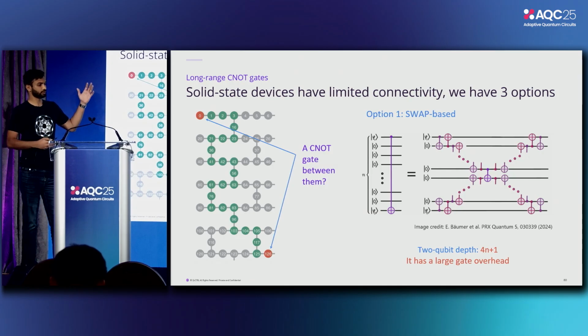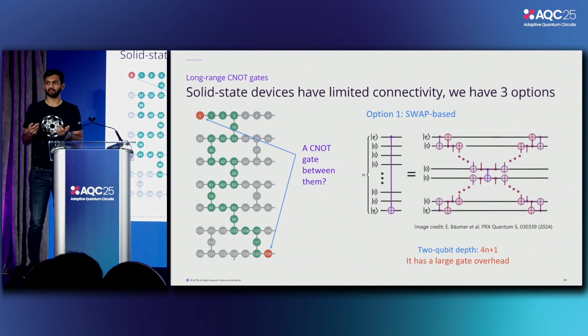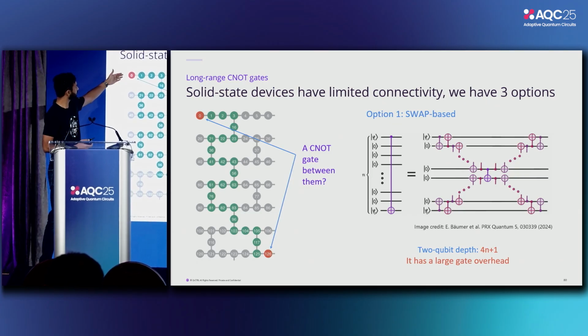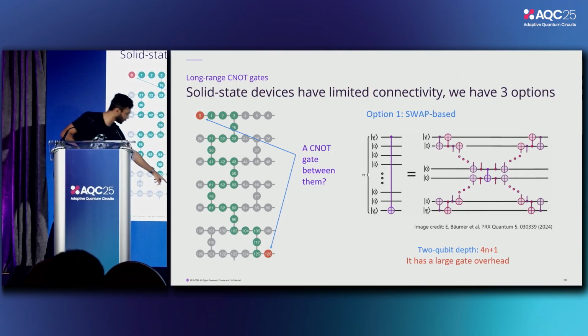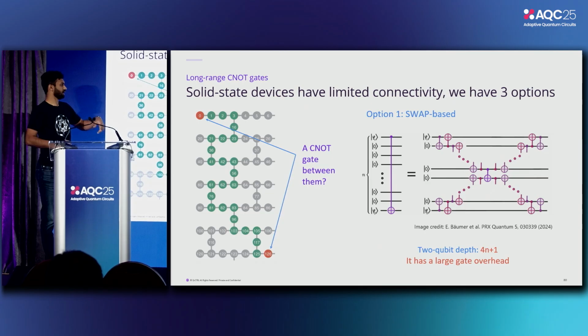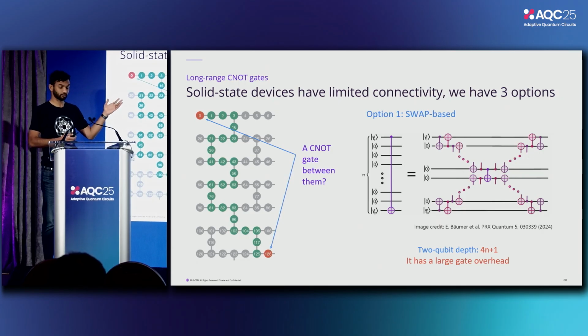For superconducting devices, or any solid state devices, you have limited connectivity. Here I show a grid. Maybe you can add some more long-range couplers, but they're still limited broadly. Let's say you want to do a CNOT gate between this qubit all the way to that qubit. This is the connection path. Earlier, people used to think about putting in swap networks. You see there, it's a swap-based option. It takes a lot of swap gates.